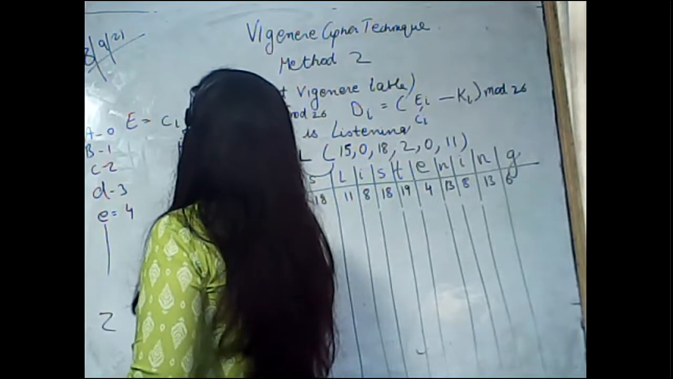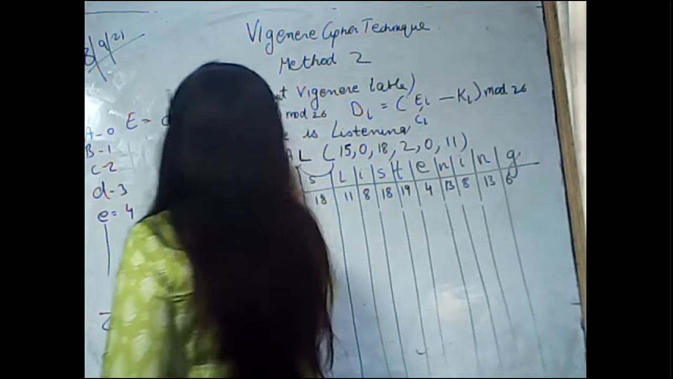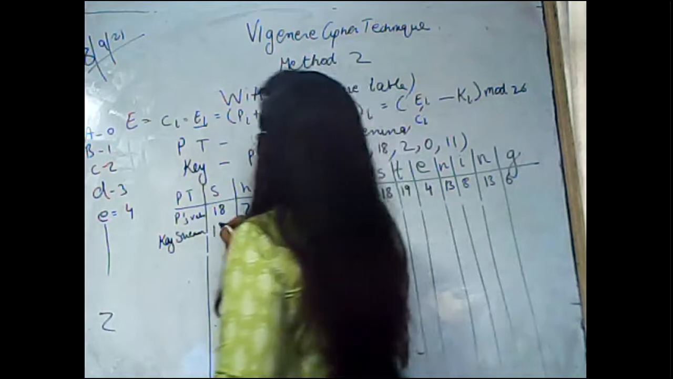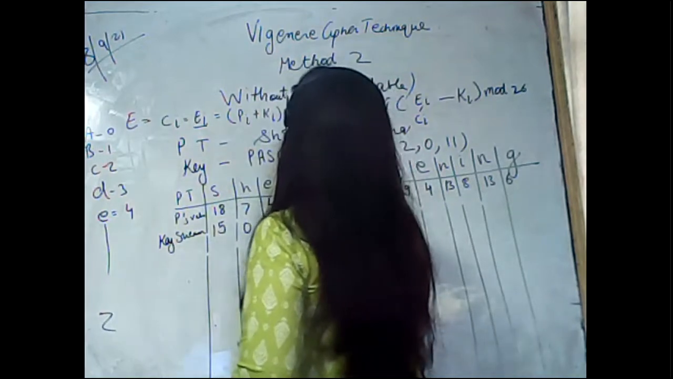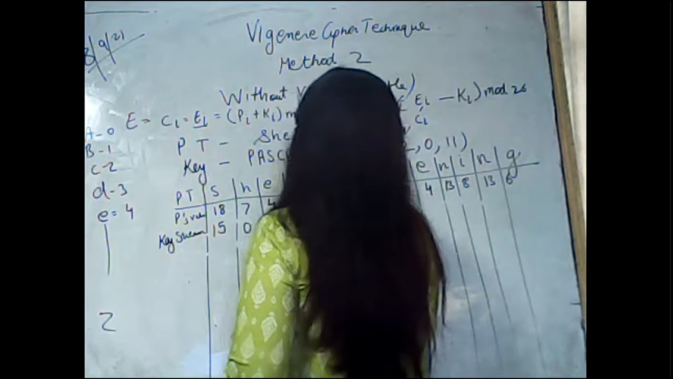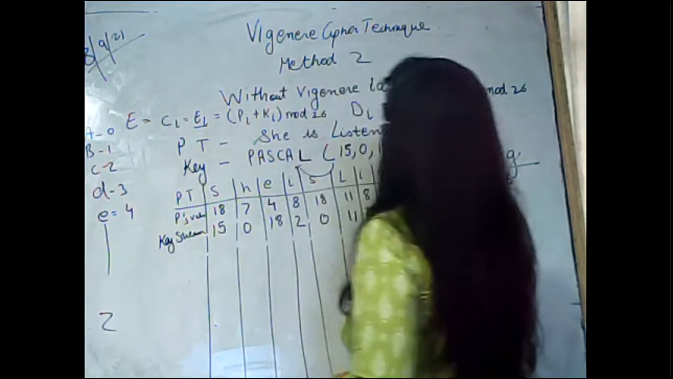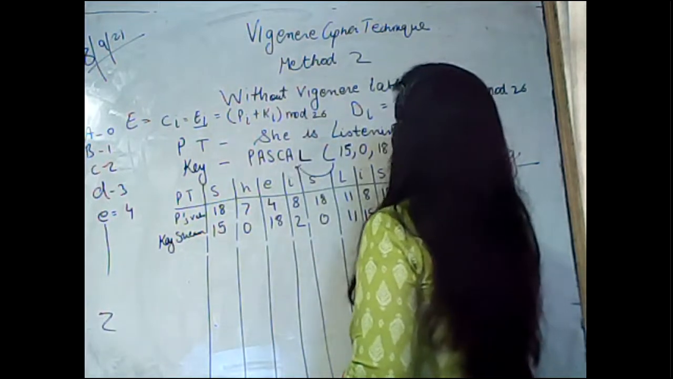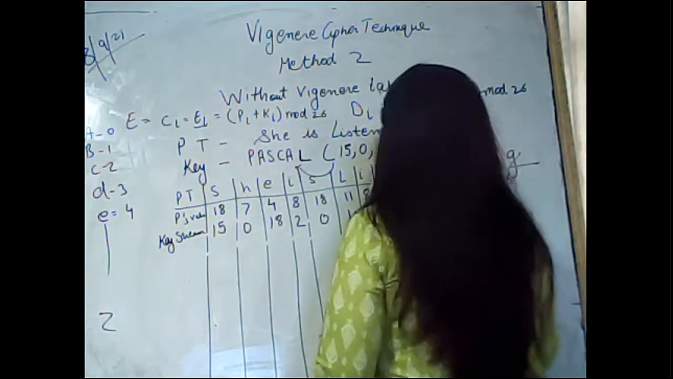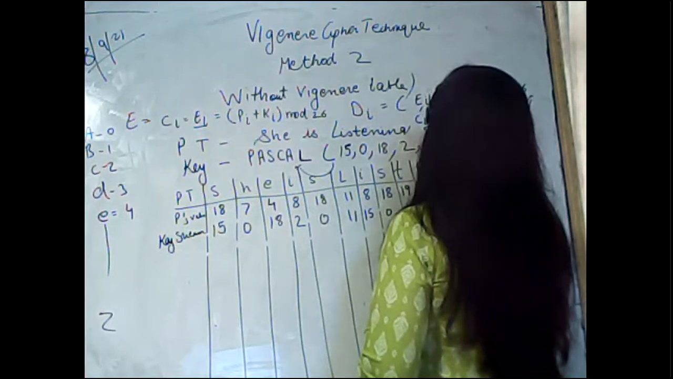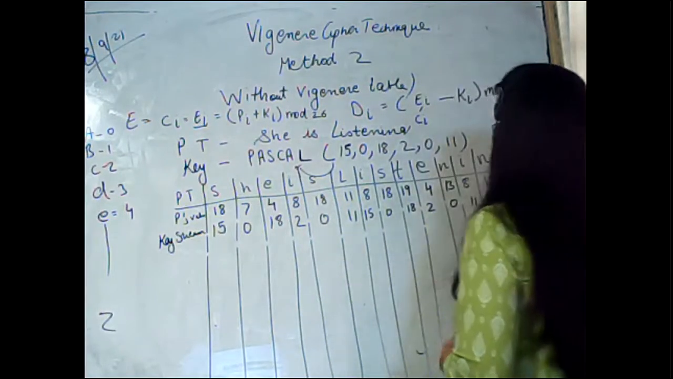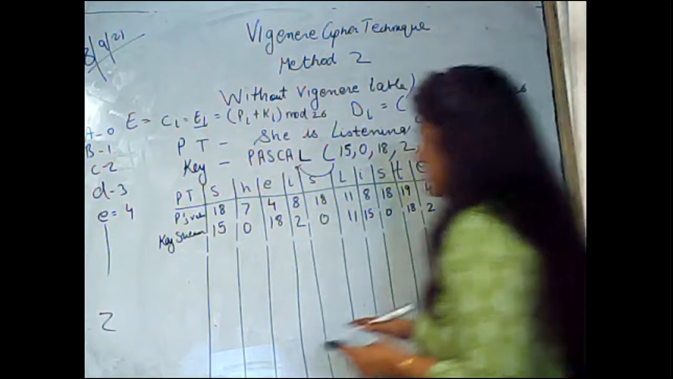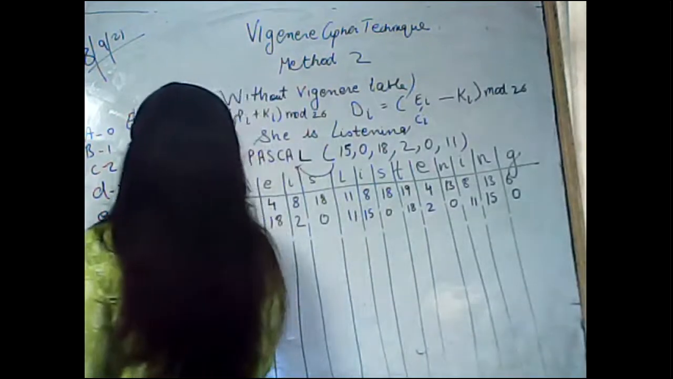So now we will be representing the key string here. What is the key string? Like 15, 0, 18, 2, 0, 11. Again, I will repeat this: 15, 0, 18, 2, 0, 11. Again, 15, 0. So that is the key value.